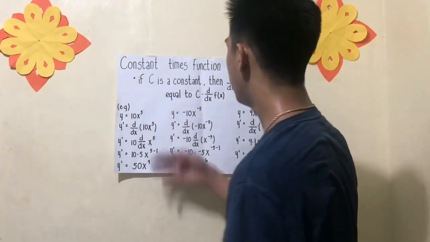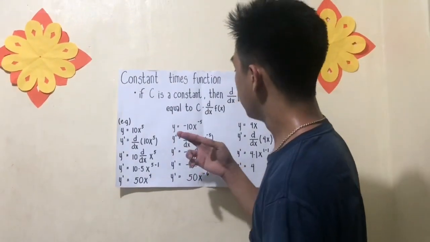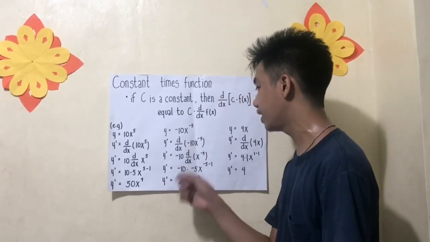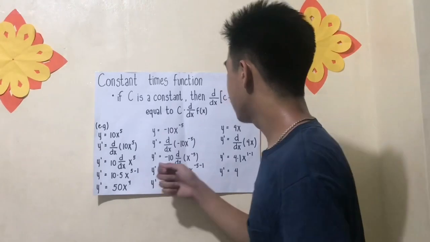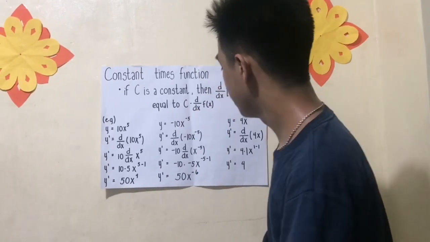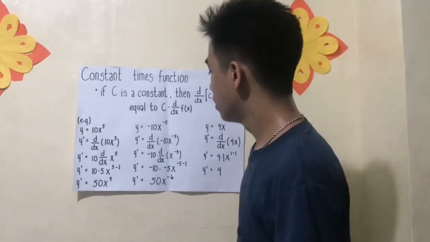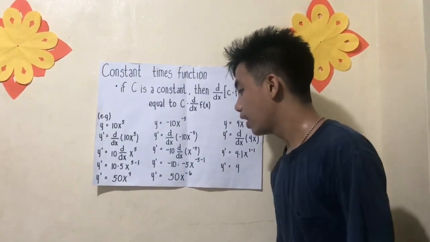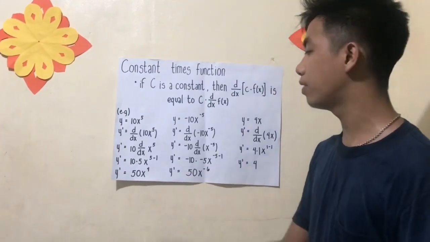Example number 2, we have y equals negative 10x raised to the power of negative 5. After that, y prime equals d over the derivative of negative 10x raised to the power of negative 5. Next, y prime equals negative 10 d over the derivative of x raised to the power of negative 5. After that, y prime equals negative 10 times negative 5 times x raised to the power of negative 5 minus 1. And that will give us the answer of y prime equals 50x raised to the power of negative 6.